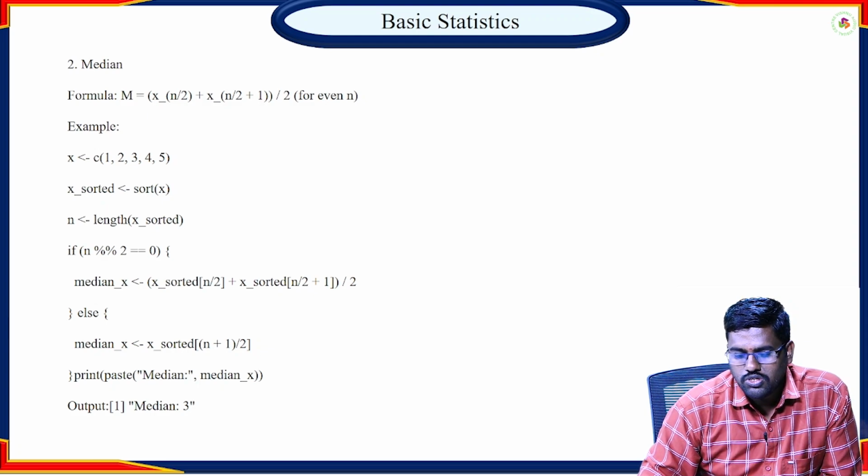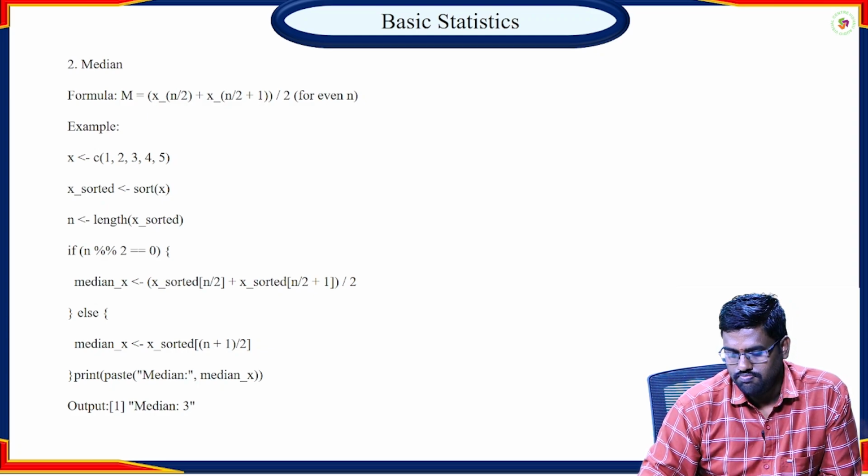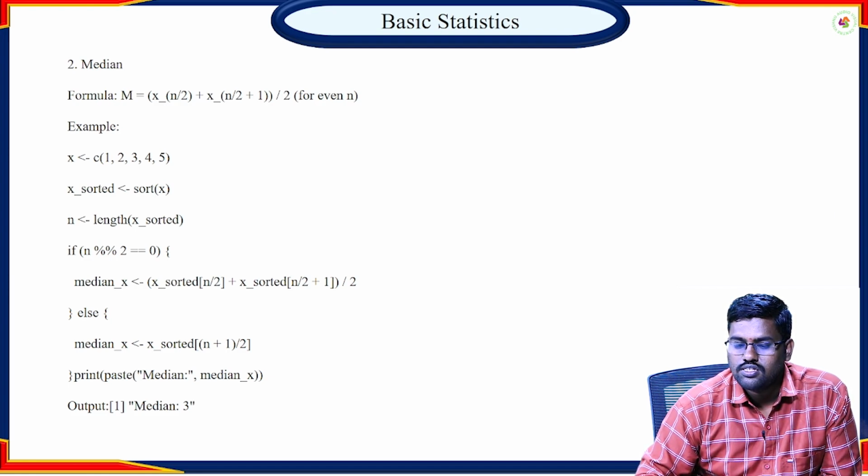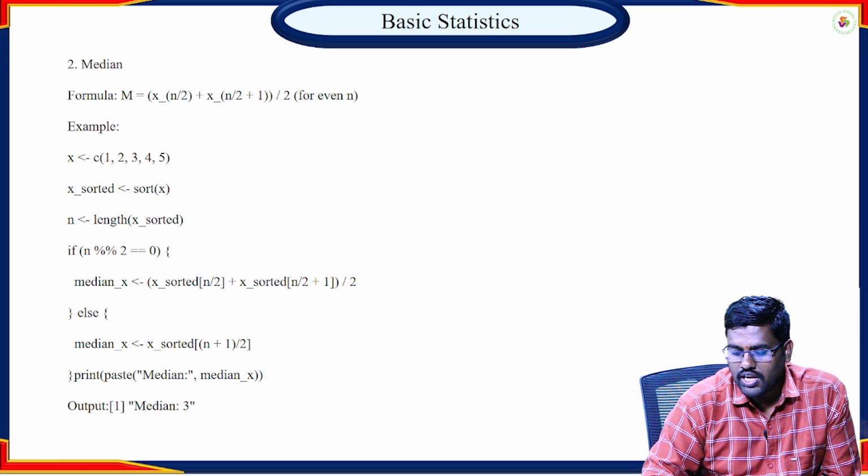So if n modulus 2 equals 0, the median value is x sorted of n by 2 plus x sorted of n by 2 plus 1, divided by 2. Otherwise it is x sorted of n plus 1 by 2. Now see here, whether n modulus 2 equals 0 or not. They will check like that. Whatever the modulus 2 equal to 0, if the if condition is true, that value will be displayed. Otherwise the else value will be displayed. So finally they will print the median value is 3.